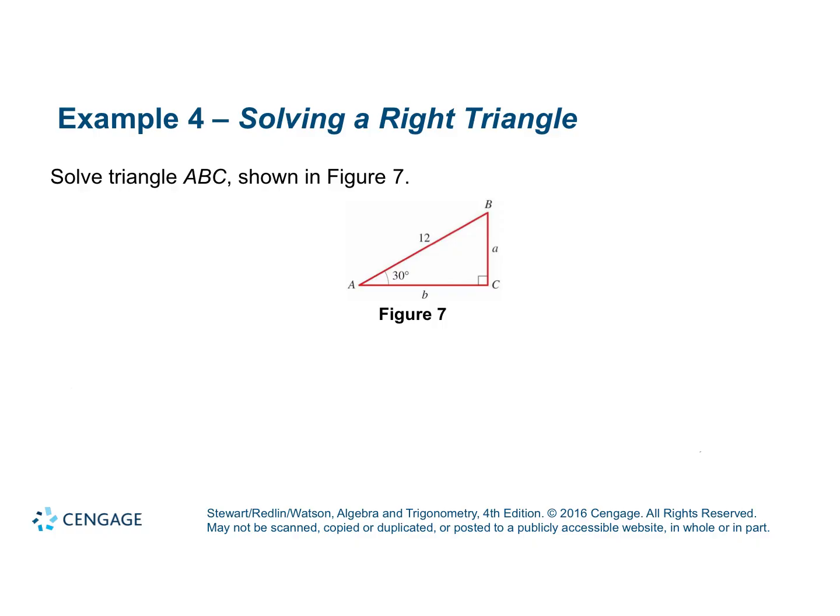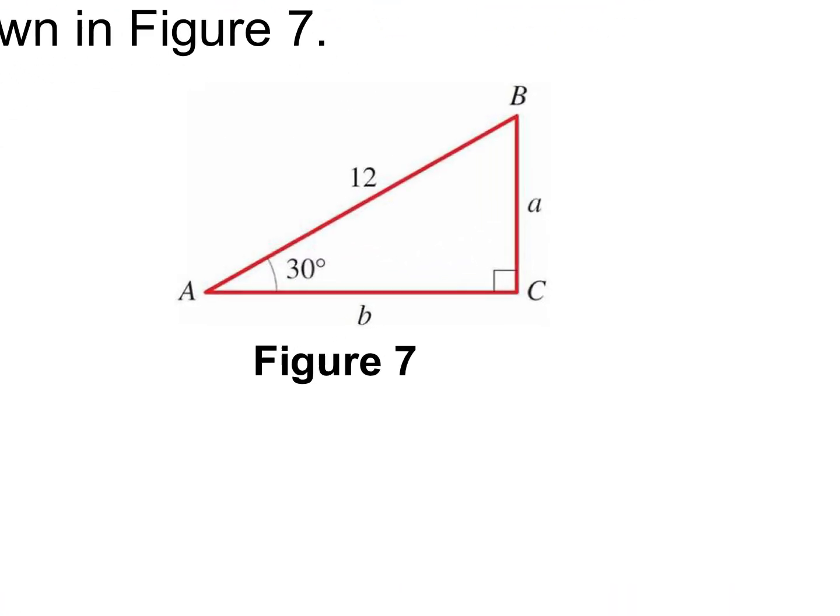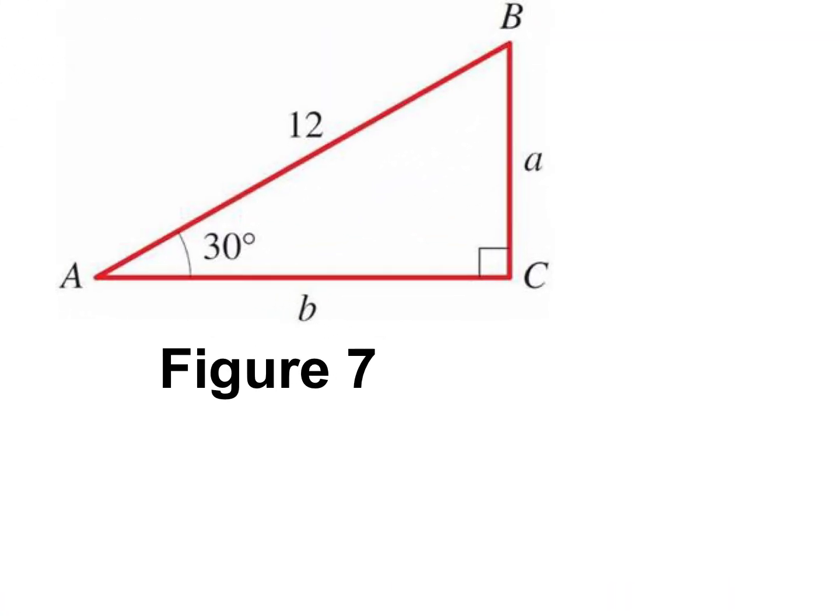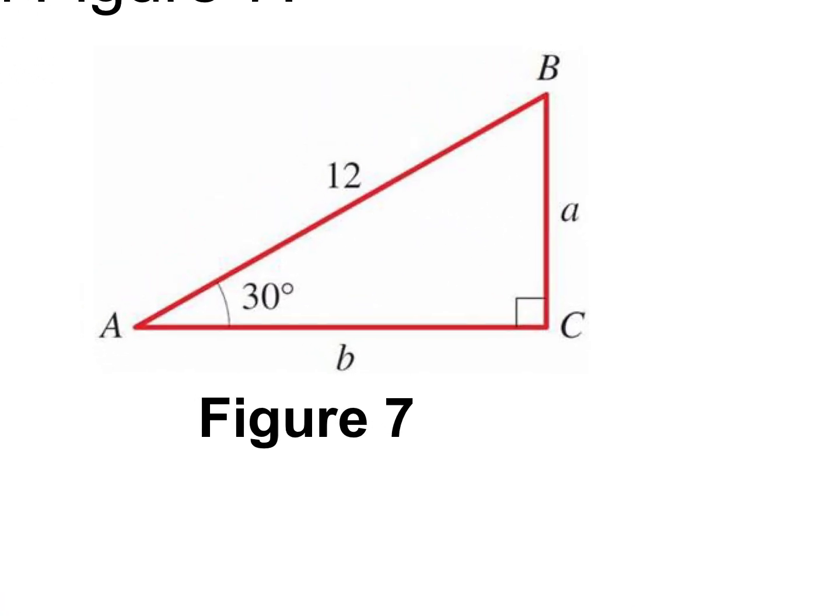So in example 4, it asks us to find side A and B. We want to solve the triangle, so we want to find the missing sides. We'll start by solving for A. Our angle that's given is going to be 30 degrees down here. So this is going to be our theta.